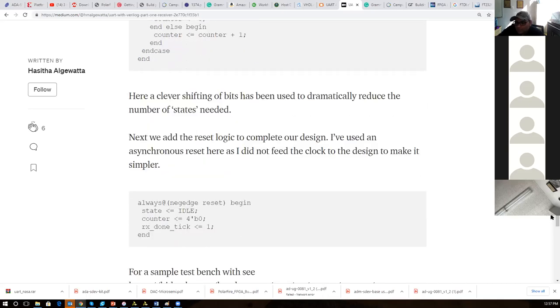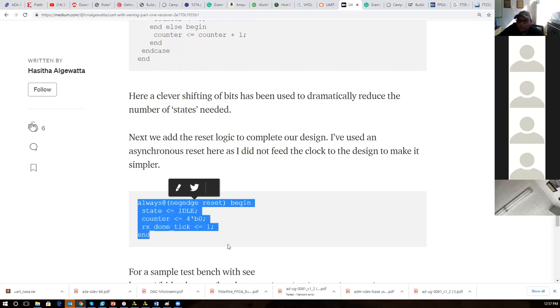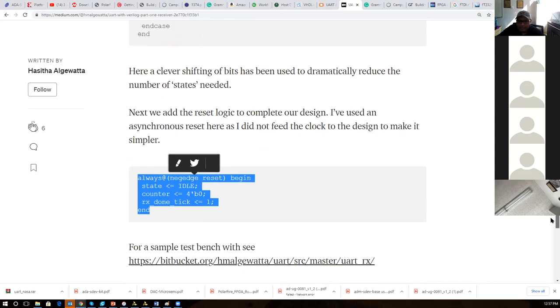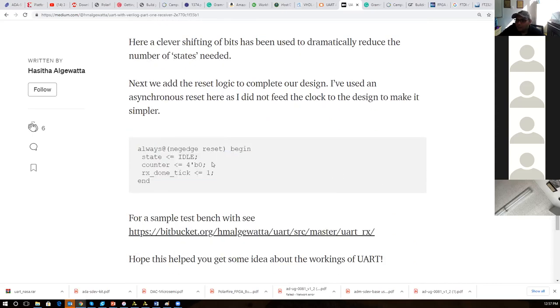So now we just built a clever thing. We just need a very nice always block, which is going to be a latch kind of, saying that I'm starting with idle and my counter is set as a reset state, and then it's going to be equal to one. So it's actually working as an asynchronous reset.